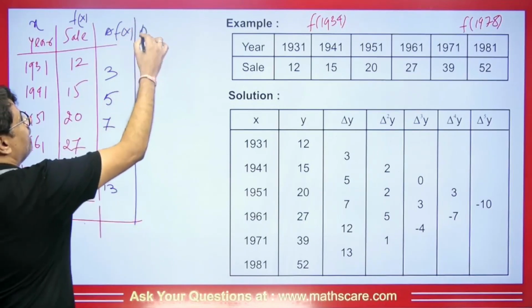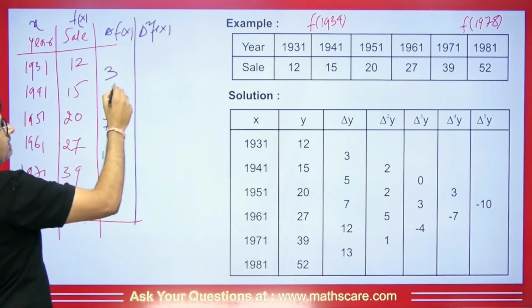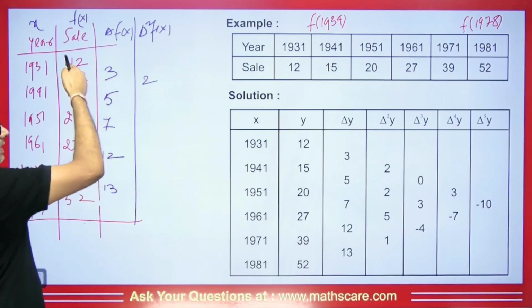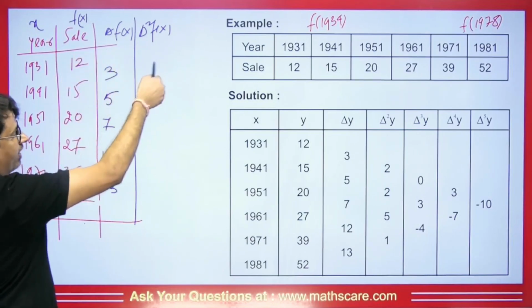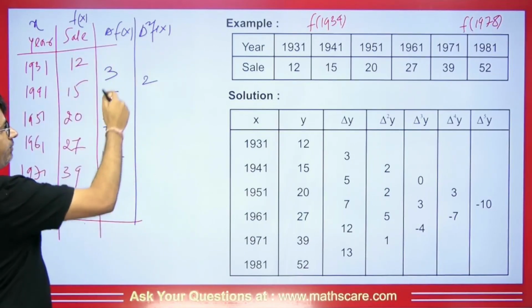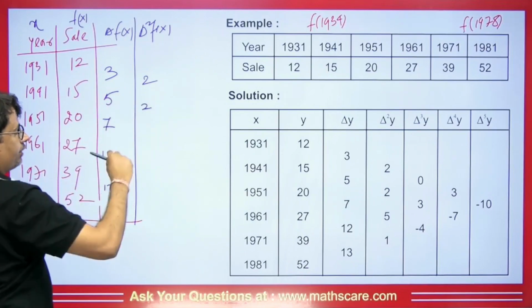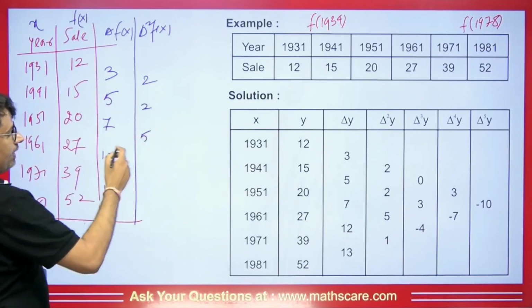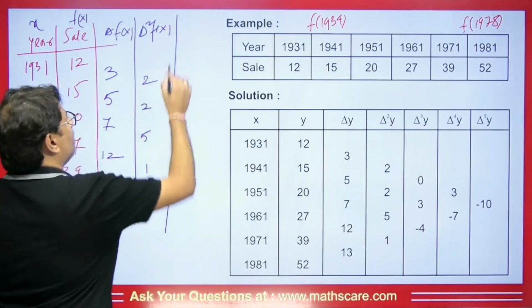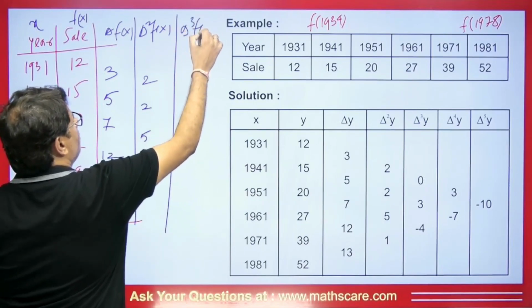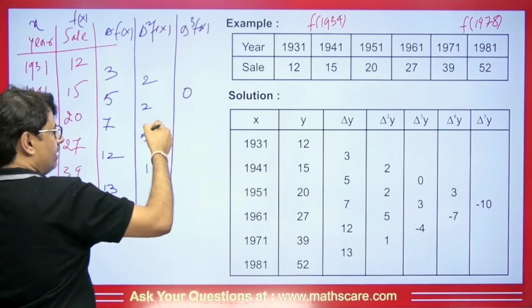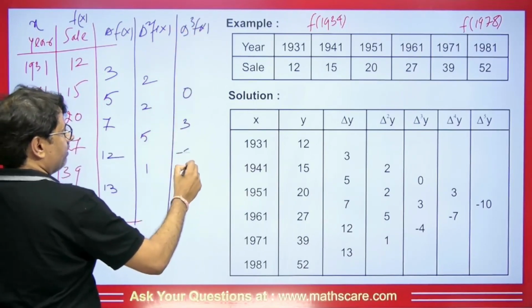In the same way, we'll find del square fx. This minus this, its difference, you have to write in the middle. You need to take care of this, its difference in between. You should know how to write it. 7 minus 5 is 2, which we write in between. 12 minus 7 is 5. We will get 1 and write it in between. Then del cube fx will come, and we will write 0. We'll write 3 between these, and minus 4 between these.